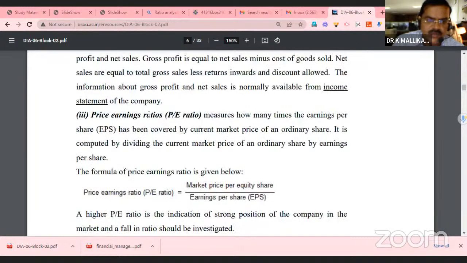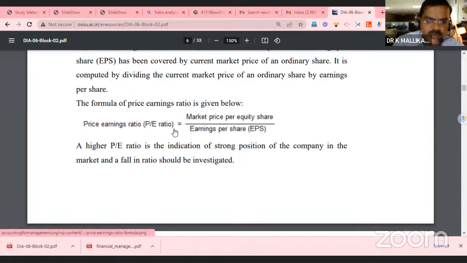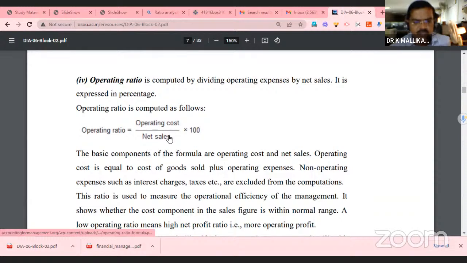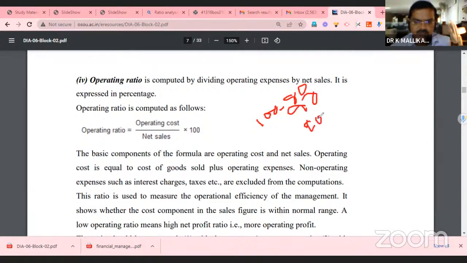Right. So the PE ratio is a very important ratio, the price earning ratio. And the third ratio is operating ratio. Operating ratio means the company wants to know what my operating cost is. For example, the sales are 100 rupees. What is the cost? The cost is 80 rupees, 80%, or 90%, or 100%. So a lower cost is always preferable, and a higher profit is always preferable.